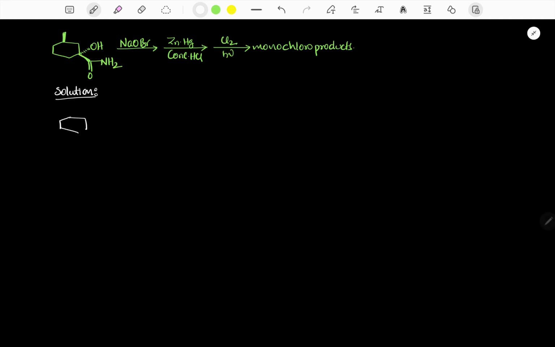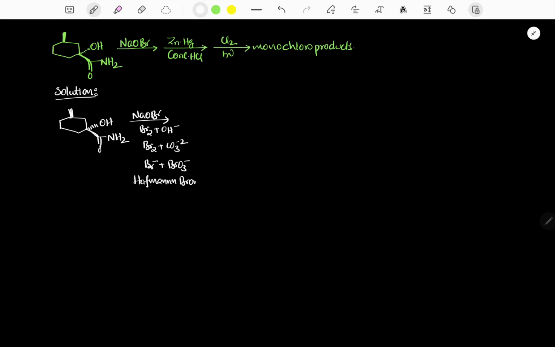The reactant has two functional groups. One is a tertiary alcohol. Another one is a primary amide. It is treated with NaOBr. So it is also equal to Br2 plus OH minus, also equal to Br2 plus CO3 2 minus, and also equal to Br minus plus BrO3 minus. So we know that it is a Hofmann bromamide reaction.